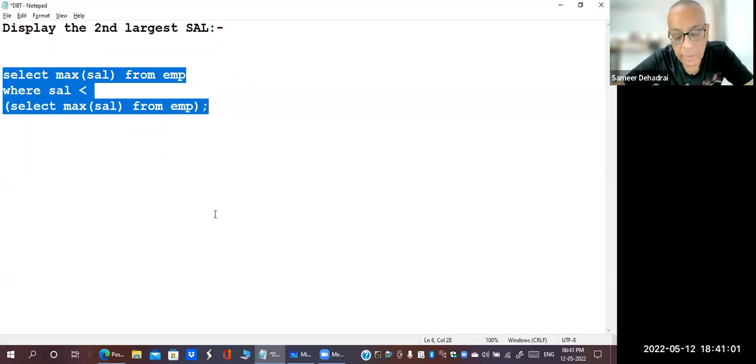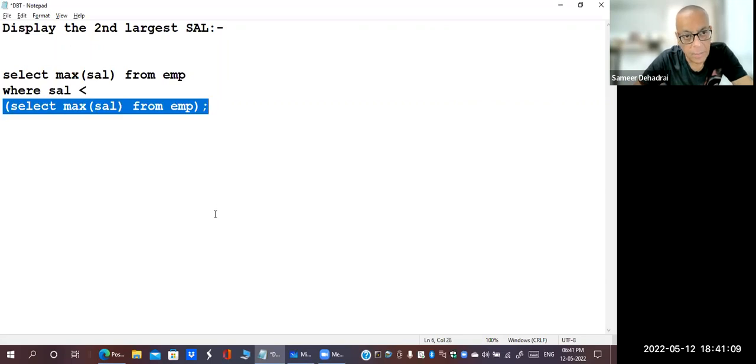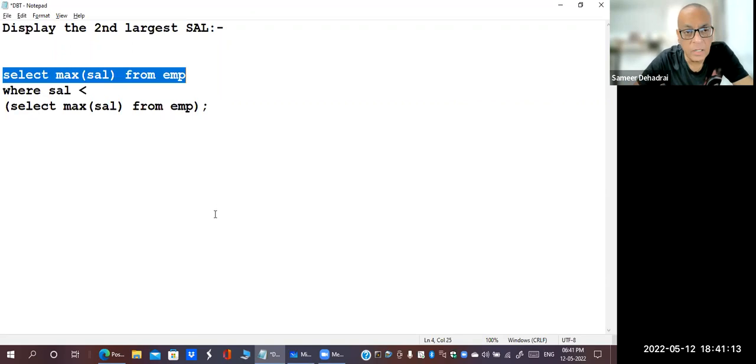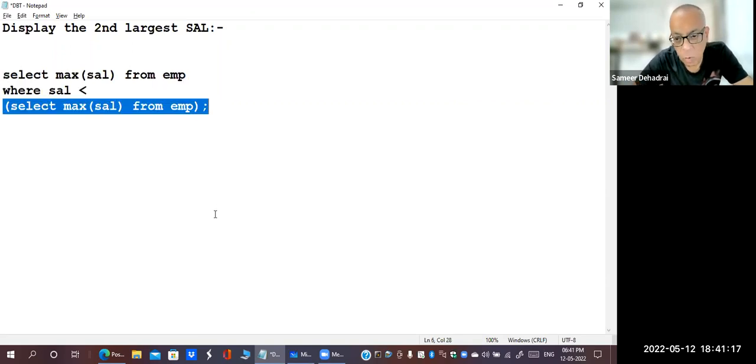Select max of sal is the first select statement. Select max of sal is the second select statement. As I said, the first select statement is known as the main query. The second select statement is known as the subquery.